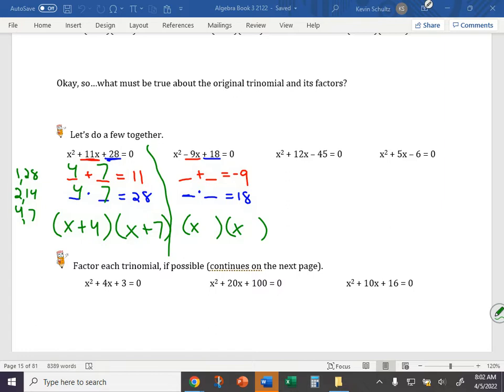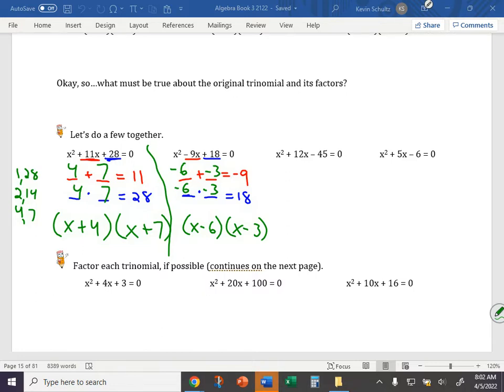Max? -6 and -3. Good. -6 plus -3 is -9. -6 times -3 equals positive 18. Therefore, -6 and -3 are going in our parentheses.